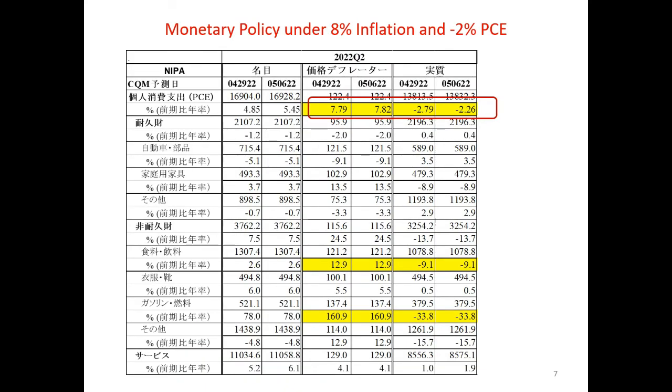This week's CQM forecast: headline inflation will rise 7.8%, while real PCE will fall minus 2.26%. It shows that monetary policy is very difficult. The Fed has shifted from data-dependent monetary policy to the once failed forward guidance monetary policy.